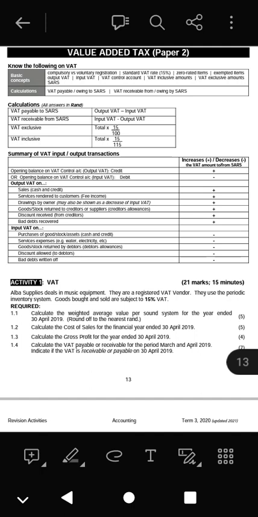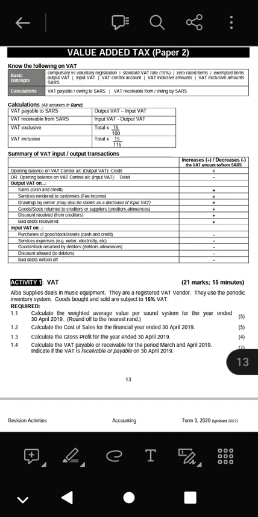Apart from that, the other things that we are going to deal with in this topic, we also have what we call input VAT and what we call output VAT. Let me explain exactly what input VAT is and what output VAT is. Output VAT is the VAT that is charged by the business enterprise whenever it sells goods or renders services. That is output VAT or output tax.